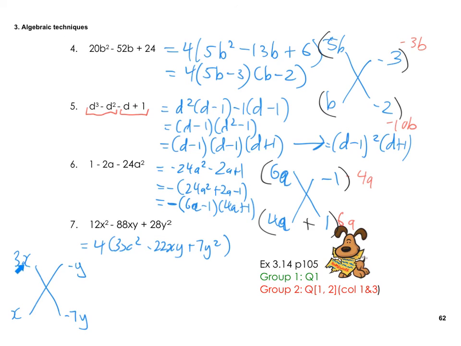So follow the cross, 3x times minus 7y is minus 21xy, minus y times x is minus xy or minus 1xy, minus 1xy, take away 21xy is minus 22xy, which means this is correct. So brackets. So final answer, so 4 still there, 3x minus y, x minus 7y. Okay, that's the end of this bit.